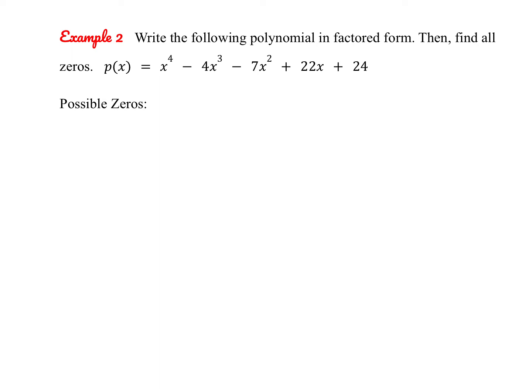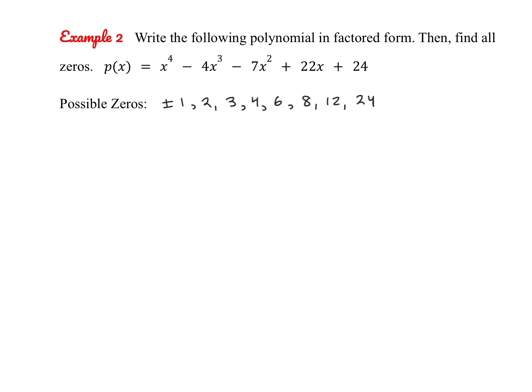So if you think about all of the factors of m over all of the factors of n, here again our leading coefficient is just 1. So it's going to be all of these factors over 1. So that gives us possible zeros of plus or minus 1 over 1, 2 over 1, 3 over 1, 4 over 1, 6 over 1, 8 over 1, 12 over 1, and 24 over 1. And all of these are plus or minus. So you can see here that we have 16 possible zeros to test.